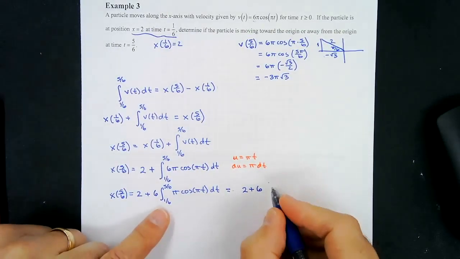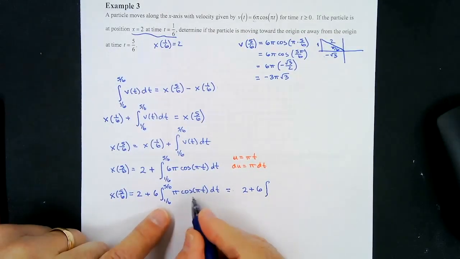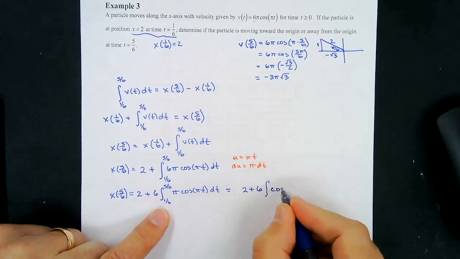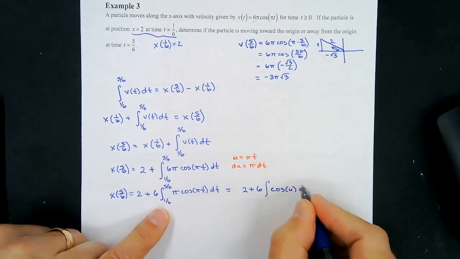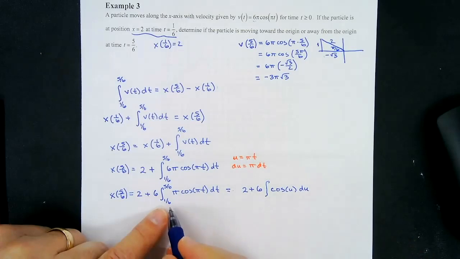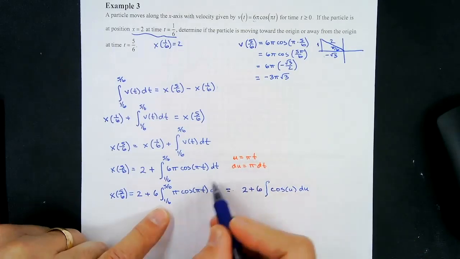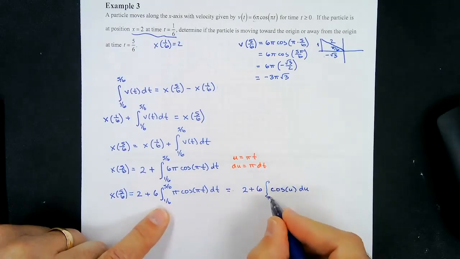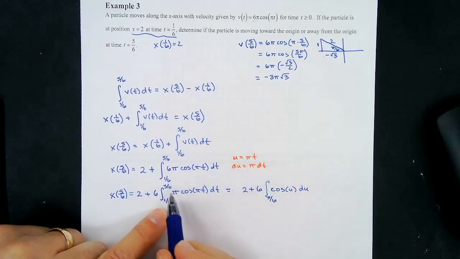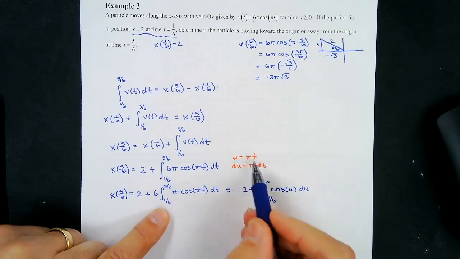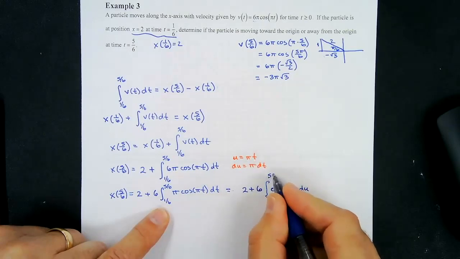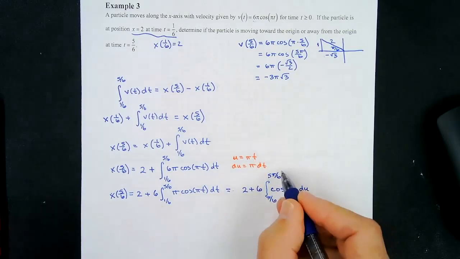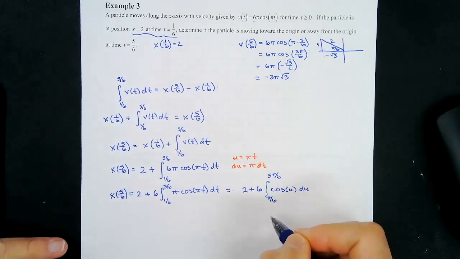Okay, so 6 and then the integral, and this becomes cosine u du. And I'm showing every little step here too. And then this 1/6, if I put 1/6 in for my t right here, that becomes pi over 6. And if I put 5/6 in for my t, that becomes 5 pi over 6. Because remember, I got to change these to u values.